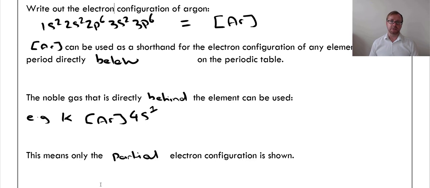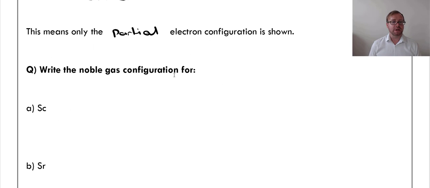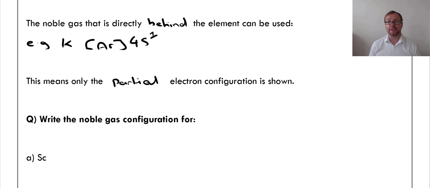It's important in the exam, if you are asked to write a full electron configuration, you cannot use a noble gas configuration. Only if the question specifies that you can use noble gas configurations are you allowed to use it. Otherwise, you will lose the marks. Right, just for a bit of consolidation, have a go at writing the noble gas configuration for scandium, strontium and sulfur, and then we are finished.